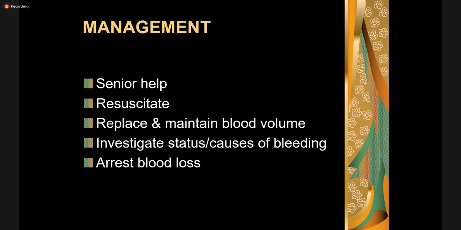You can catheterize the patient, and then along with sending for the blood arrangement, you can send investigations, and once you resuscitate the patient, try to find out the cause of the bleeding, whether it is due to placenta previa, placental rupture, or something else.